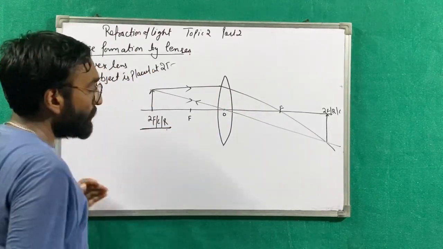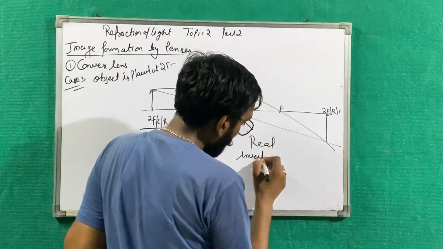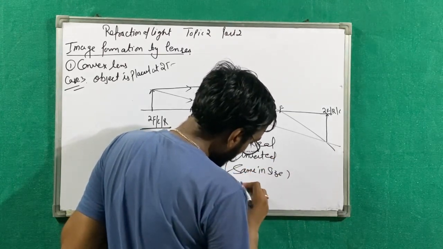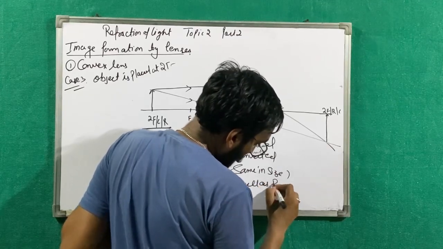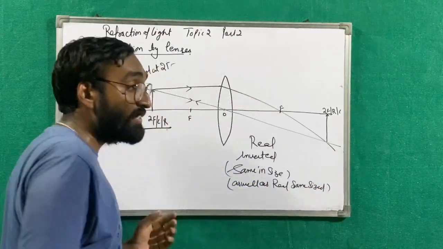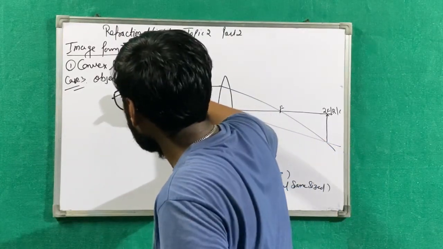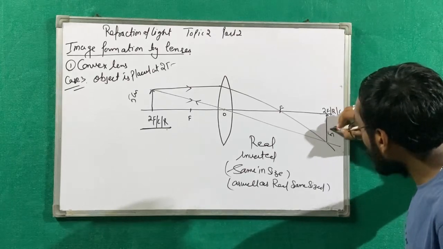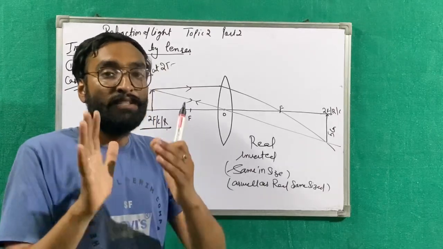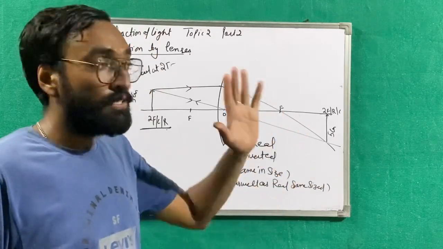And when the object is placed at 2f, the image is going to be real, inverted, same in size, real same sized. This is a new term for everyone, real same size. Real same size means that if the size of the object is 5 centimeter, then the image is also going to be 5 centimeter. If my hand is 6 inches or 7 inches, then the image formed of my hand by the lens will always be 6 or 5 inches.